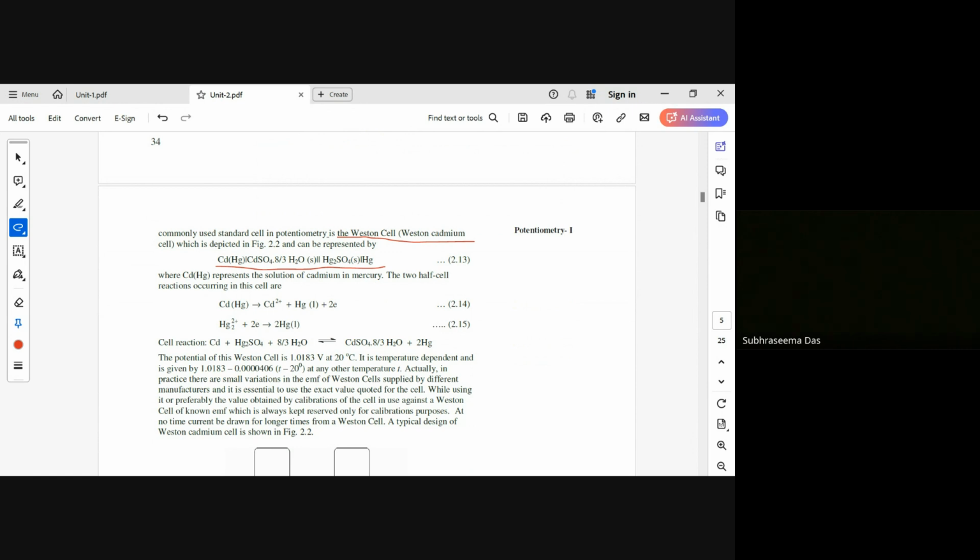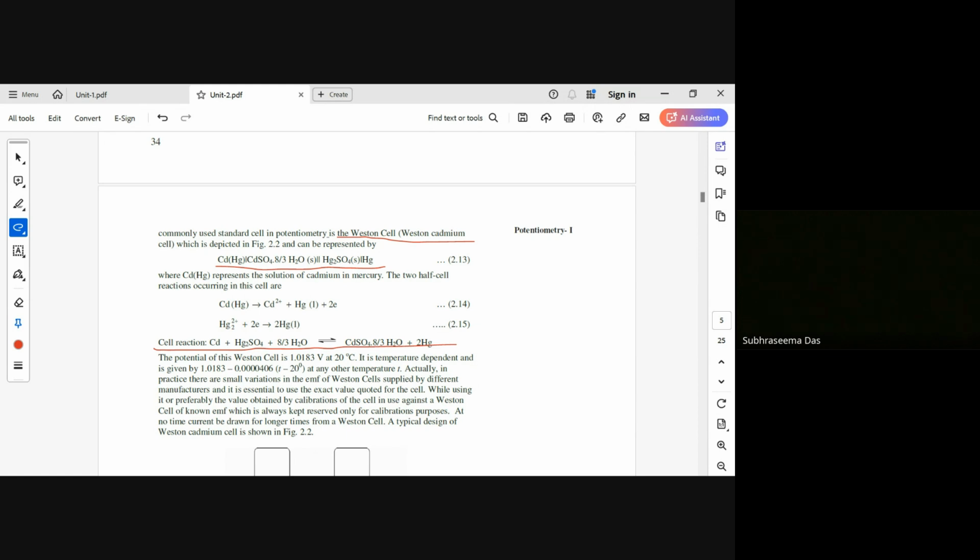Now here in equation 2.13 we see Cd and then in brackets Hg is written. This indicates that a solution of cadmium in mercury is taken. When we write the two half-cell reactions, Cd in Hg gives Cd2+ plus Hg plus 2e, and Hg2 2+ plus 2e gives rise to 2Hg. So the total cell reaction is Cd plus Hg2SO4 plus 8/3 H2O giving rise to CdSO4·8/3H2O plus 2Hg. From the cell reaction represented here, the total Weston cadmium cell is written like this.